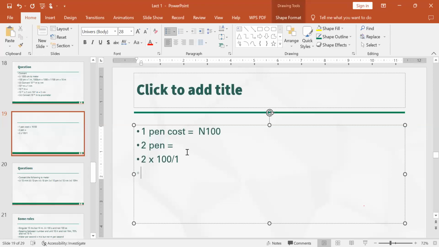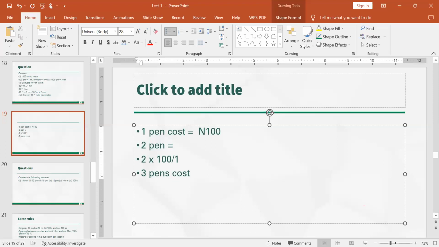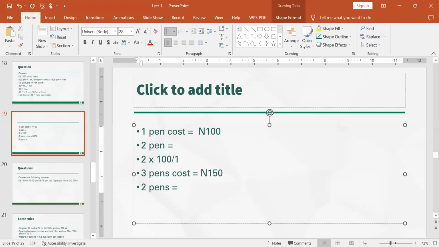Now, if I put it another way, 3 pens cost 150 naira. That means 2 pens will cost what? That would be 2 times 150, but then divided by what? Divided by 3. You understand it that way?